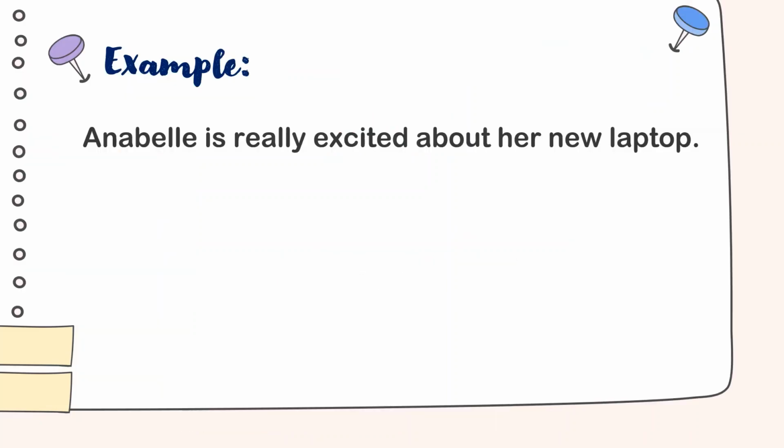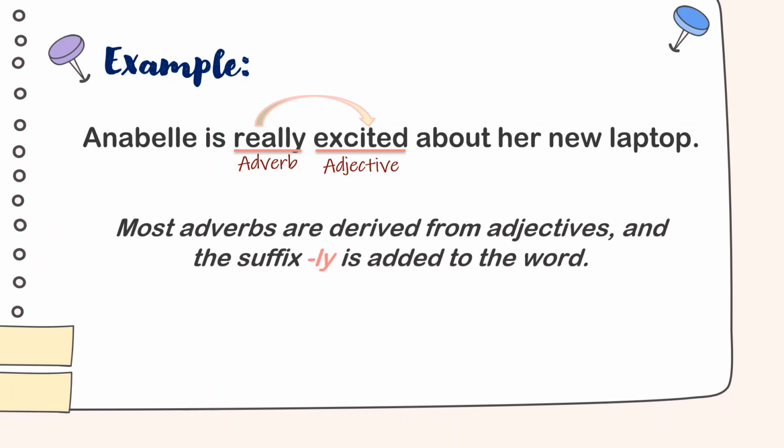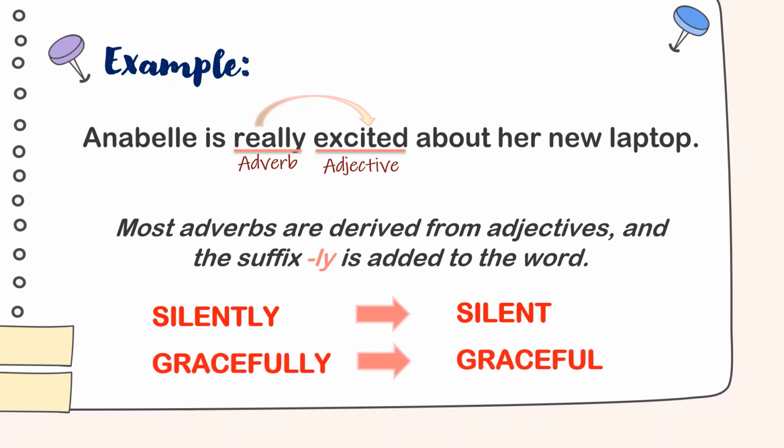For example, Annabelle is really excited about her new laptop. Really is the adverb in the sentence because it modifies the adjective excited. It shows us how excited Annabelle is about her new laptop. Furthermore, most adverbs are derived from adjectives, and the suffix ly is added to the word. For instance, the word silently is derived from the adjective silent. Another example, the adverb gracefully is derived from the adjective graceful.